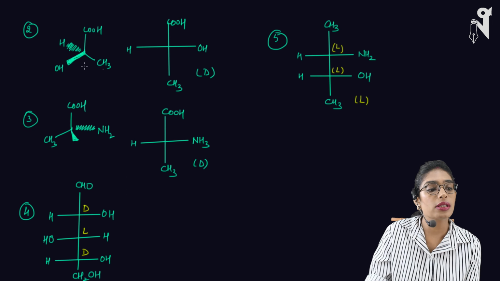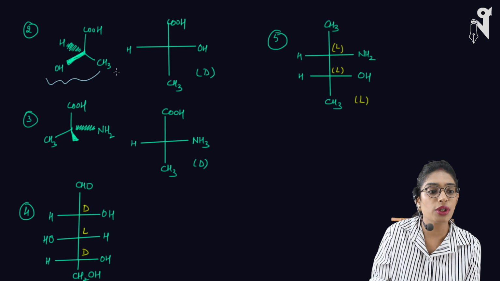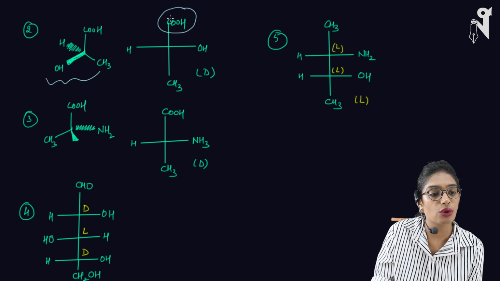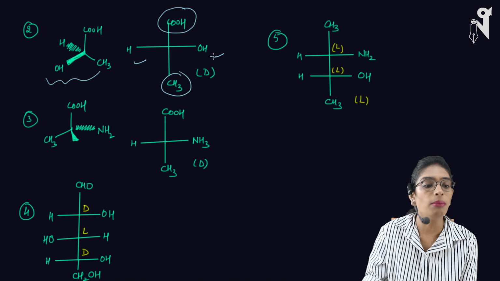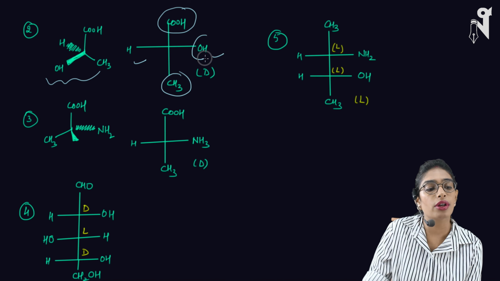Now next, look at this molecule. First of all, let's convert it to the Fisher projection. So I have CHO over here, CH3 over here, hydrogen here, OH here. No need to make any change because it is already in the perfect form. Because OH is on the right, the configuration is D.